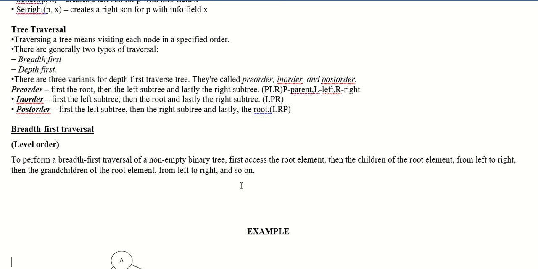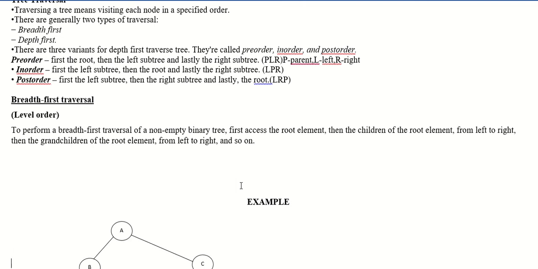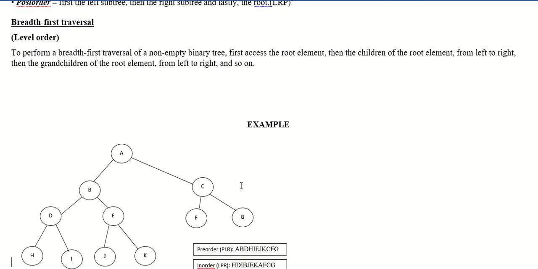Now, if we check on what we mean when we talk of breadth first traversal, it is a situation where we go along the tree level by level. So if we have the example below here, we shall be able to understand it very well. We can say that we perform a breadth traversal on a tree. First we access the root, then the children of the root from left to right, then the grandchildren, always from left to right, and so on.